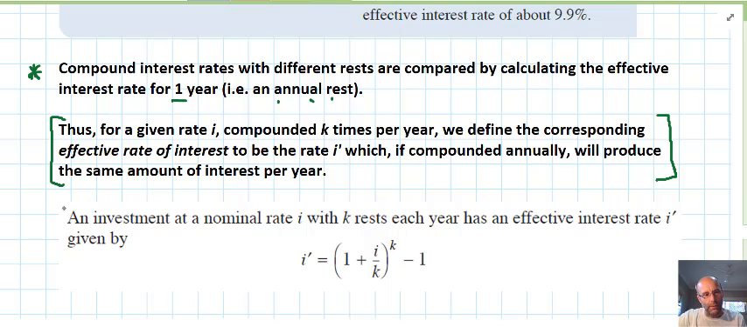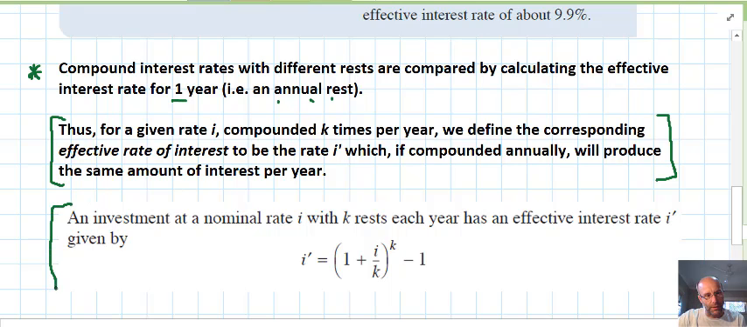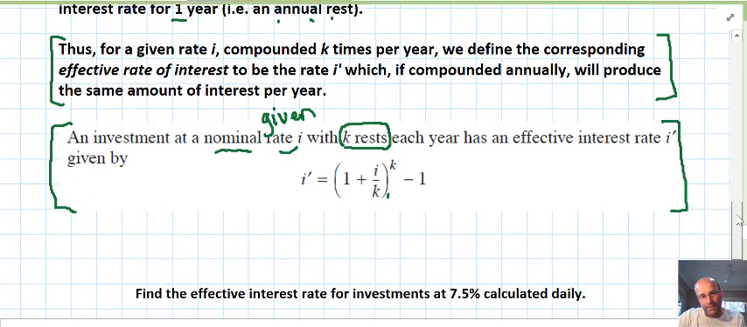Here we have the formula which we are going to make use of in our work for effective interest rates, i dash. So i dash equals (1 plus i on k) to the power k, minus 1, where k is the number of rests, or the compounding frequency, the number of times something compounds in a year normally. i is the quoted rate, which is called the nominal rate. That's the given rate, the percentage of the given rate. That's called the nominal rate. And k is the number of rests. And so let's look at how that works.